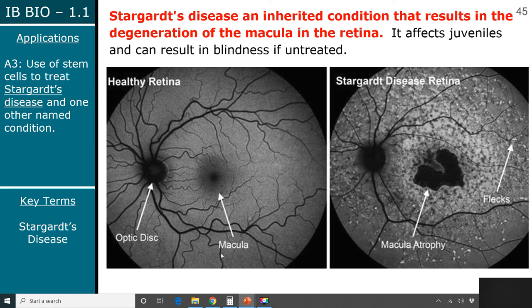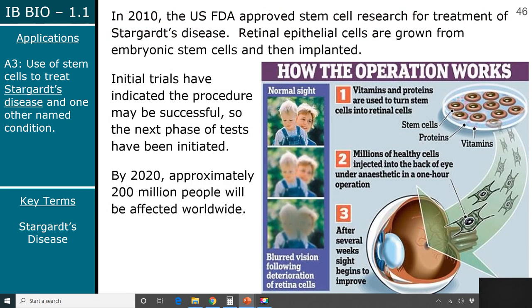So this is a healthy retina. This is a healthy macula. And then in this one, you can see that this area is starting to degenerate. So these people who have this will go blind eventually, which is pretty hard.